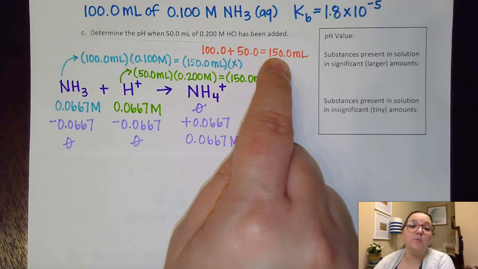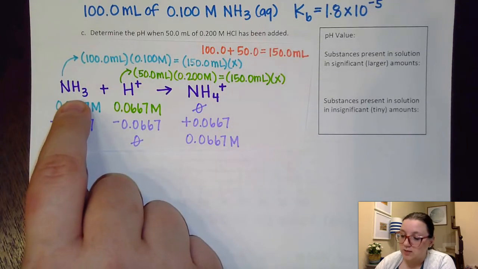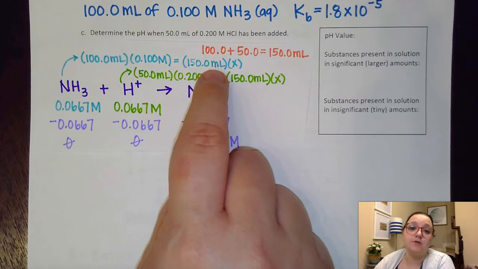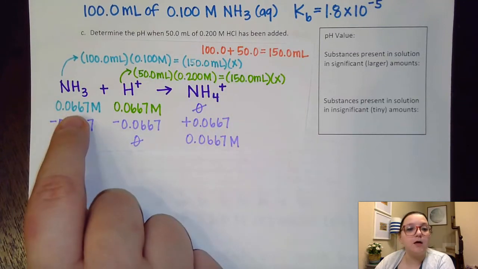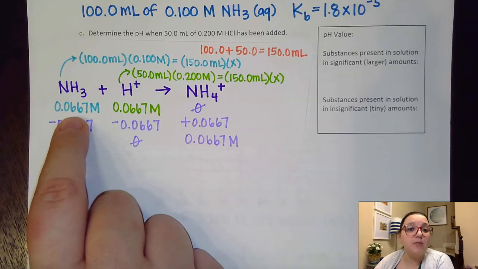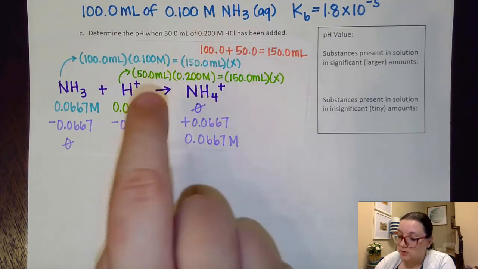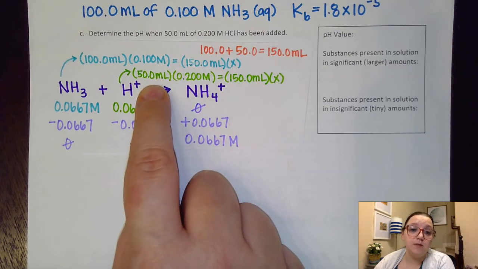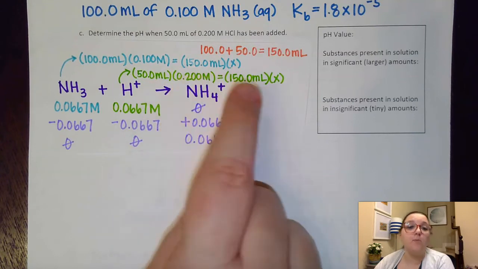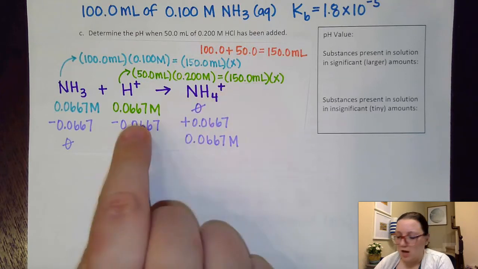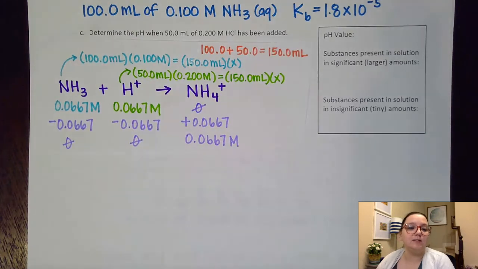And so now I want to do my VOOM calculation for each of my two reactants. So I would have my NH3 at 100 milliliters of 0.1 molar, according to the beginning part of the problem. I'm now going to figure out what that molarity would be at 150 milliliters. And that gets a molarity of 0.0667. I would then do the same thing for the hydrogen ion. Remember, the hydrogen ion comes from the hydrochloric, so I just use hydrochloric's information here: 50 milliliters at 0.2 molar. I want to figure out what the molarity would be at 150 milliliters. And once I do that calculation, I again get 0.0667.